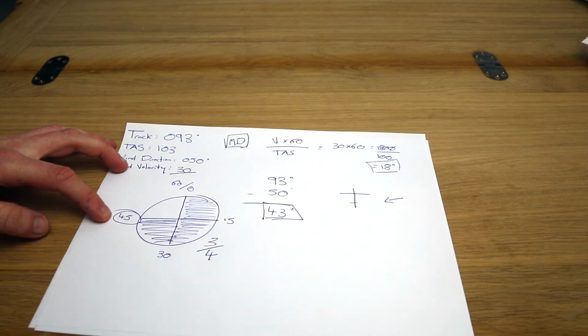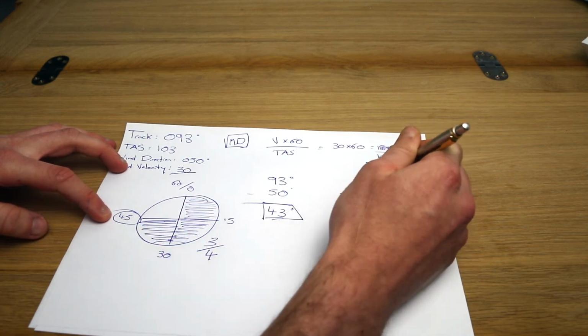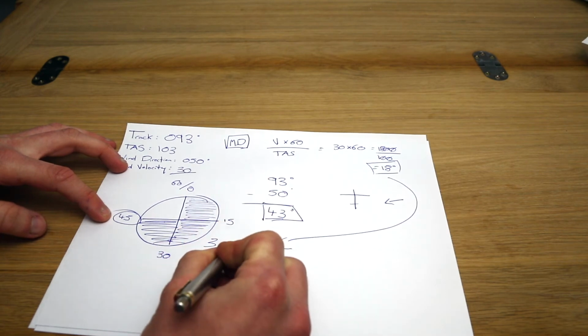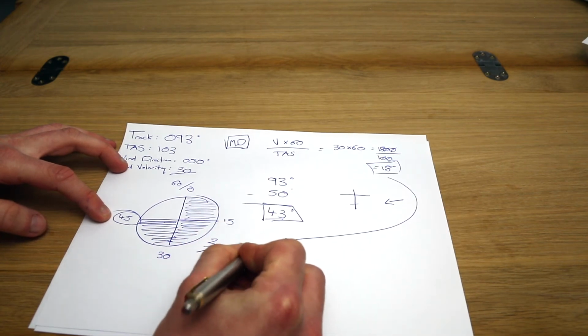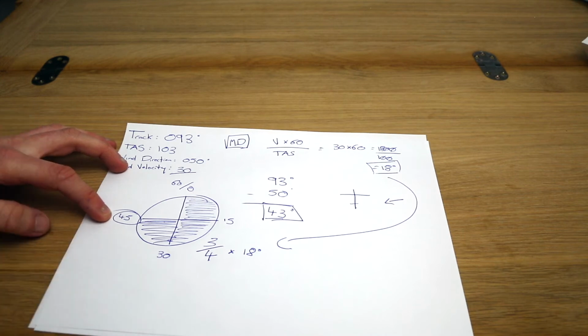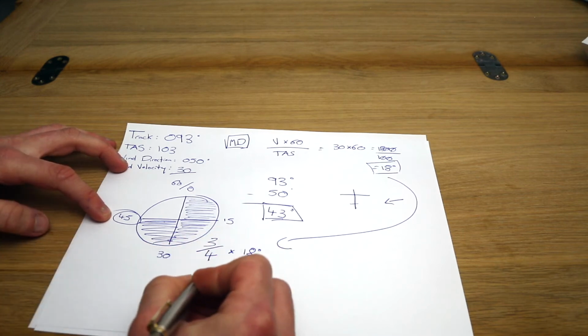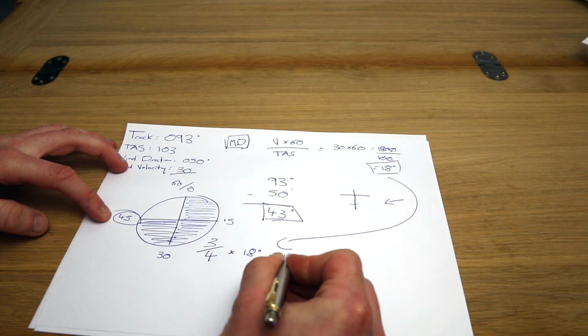3 quarters. Multiplying 3 quarters by our maximum drift over here will give us the drift for this particular wind. 3 quarters times 18, about 13 degrees.